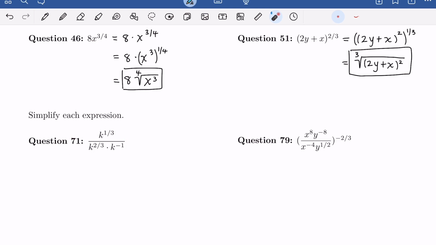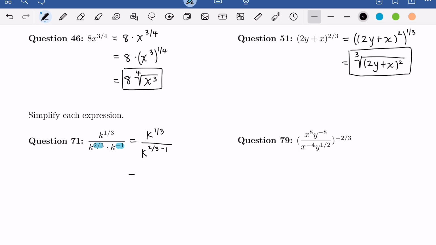So for question 71, we have this term by itself in the numerator, and then we have two exponential expressions here multiplying each other. Now notice that each of these terms here have the same base. So we know that when we are multiplying exponential expressions with the same base, what we can do then is add their exponents. So we're going to keep the numerator as is. Nothing's multiplying this guy here. But in the denominator, we're going to have k raised to the 2/3 power plus a -1, so -1.